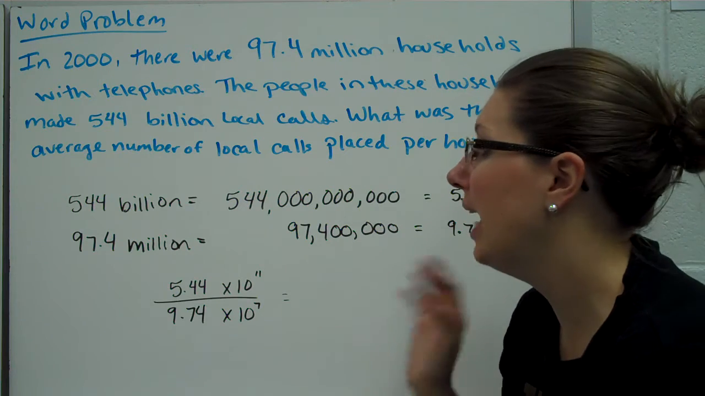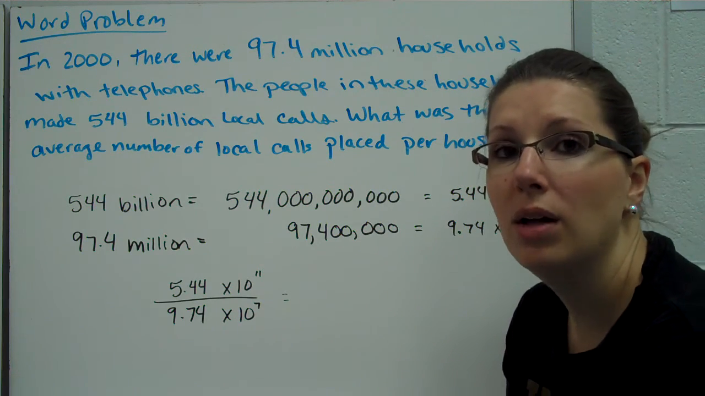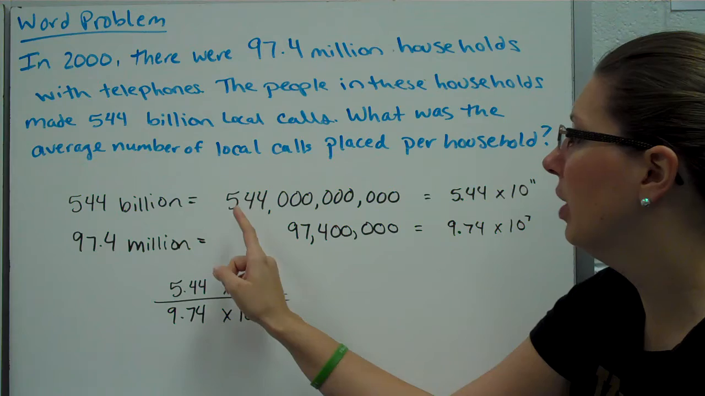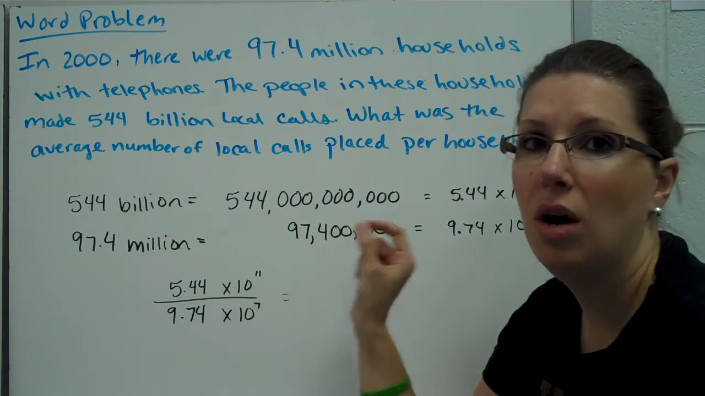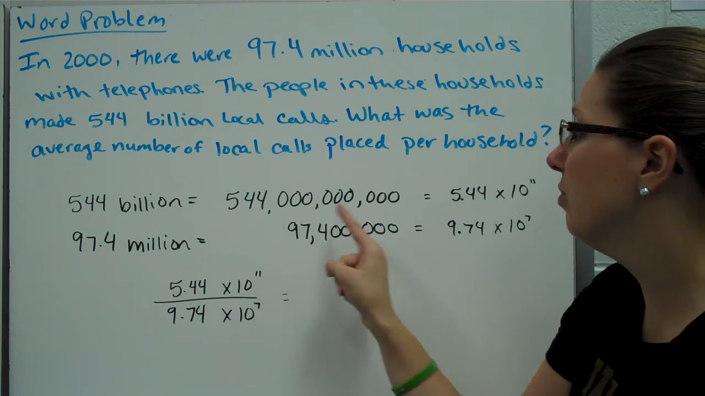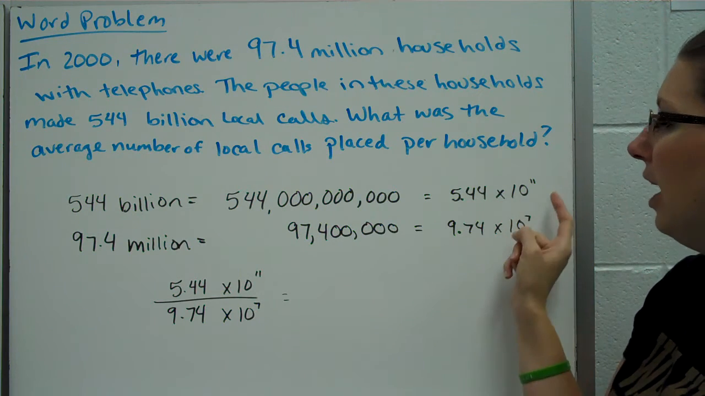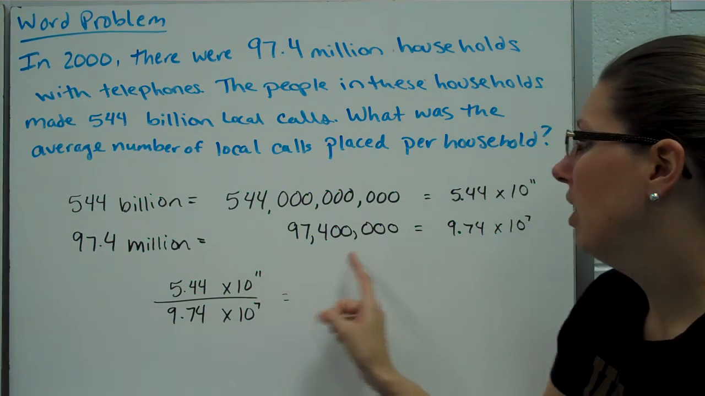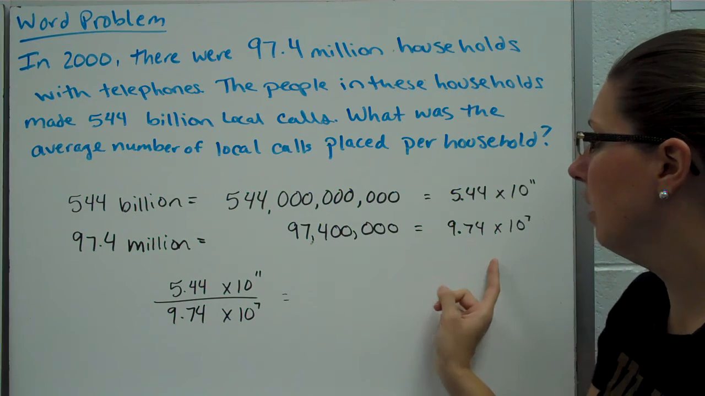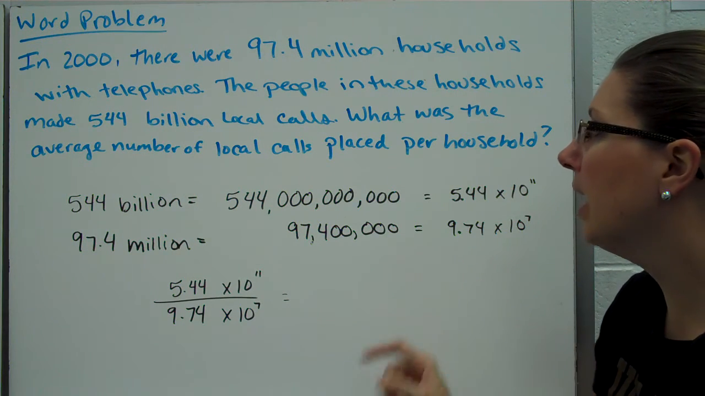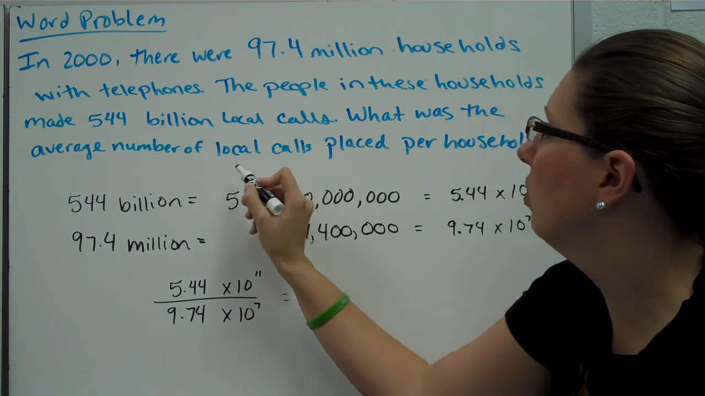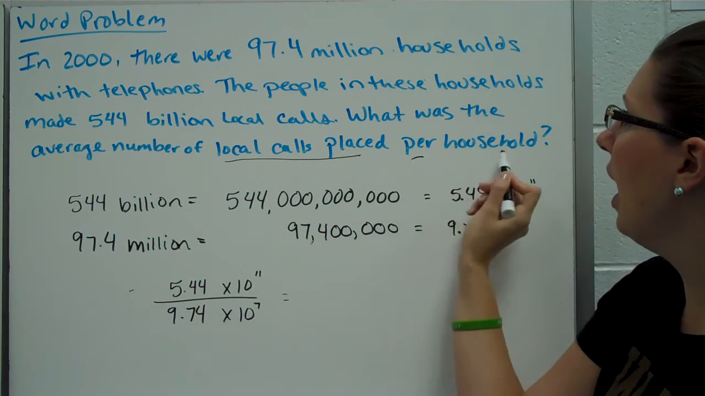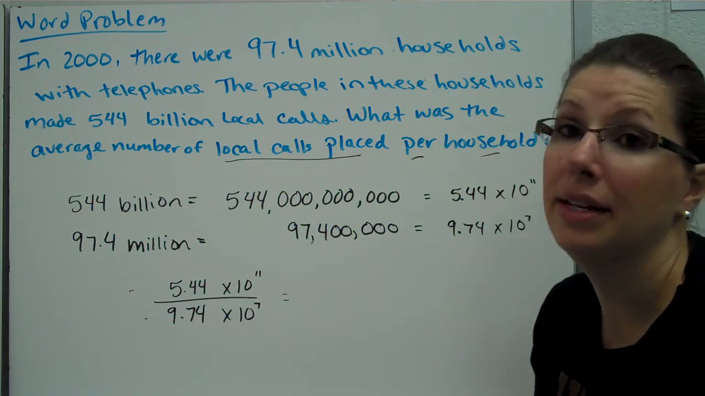So what we need to do is we need to take those numbers, billion and million, and let's translate those into a number that's in scientific notation. So 544 billion looks like this, and using what we know about scientific notation, we just move the decimal over and then add a power to it. Same with 97.4 million. Using what we know, we take this number and change it into scientific notation. Now it says, what was the average number of local calls placed? So we're going to put calls placed in the numerator per household. So we're going to put household members in the denominator.